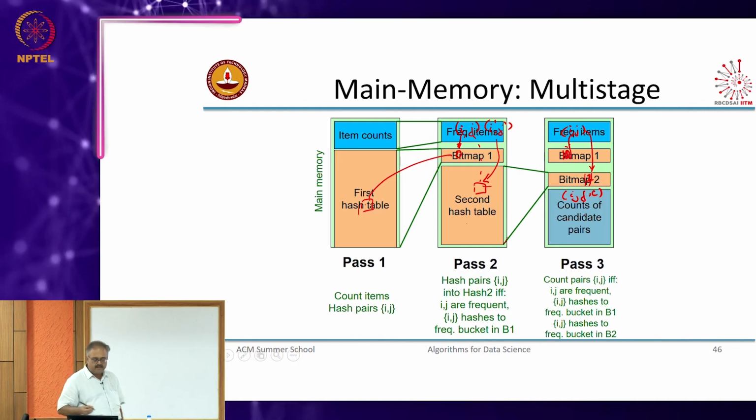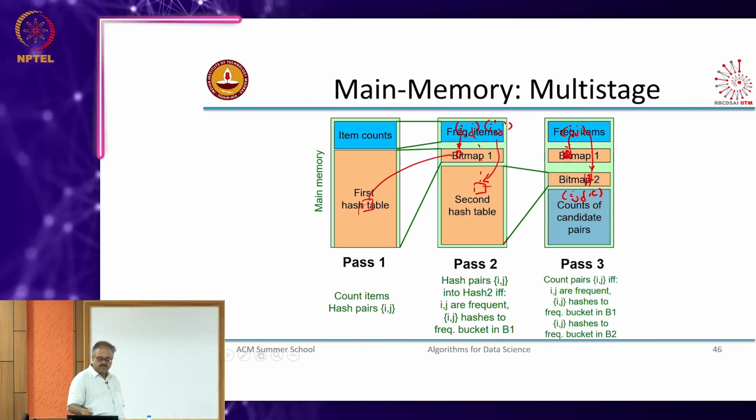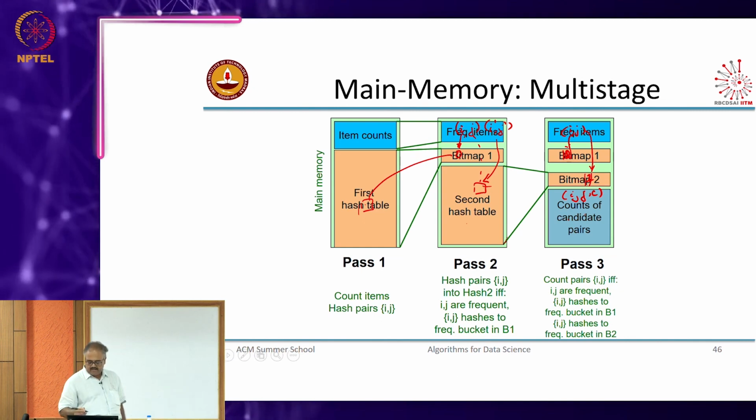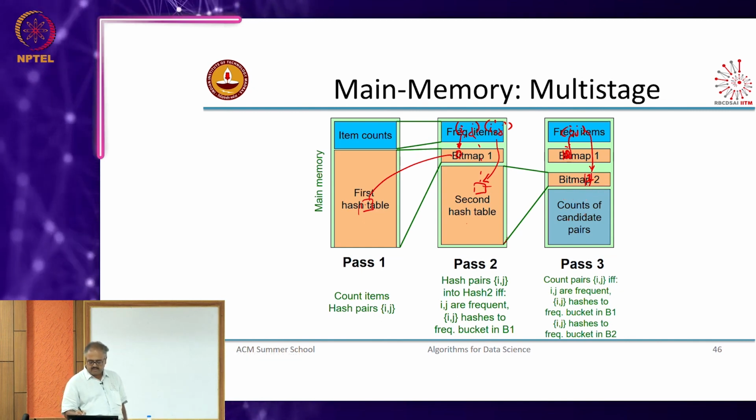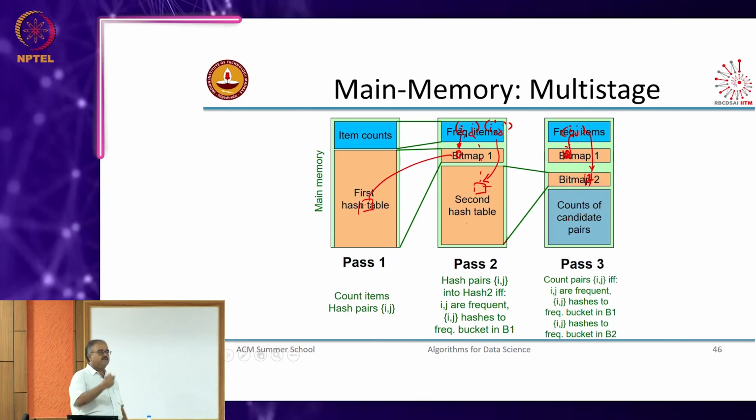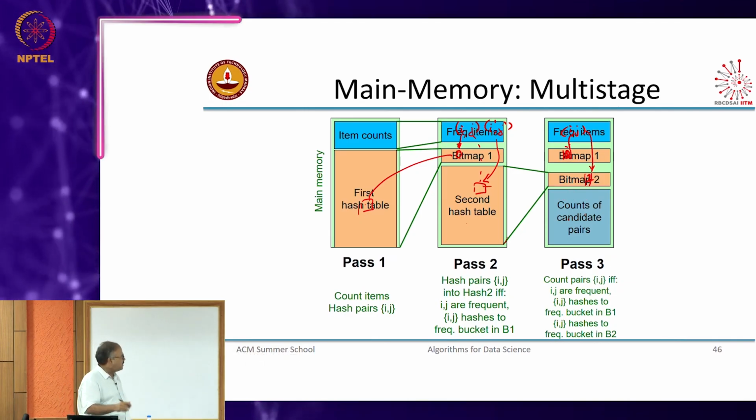So, it has to hash to a 1 in both the bitmaps. So, if it hashes to a 0 here and a 1 here, then I will not count it. Okay. Now it makes sense? All right, good.